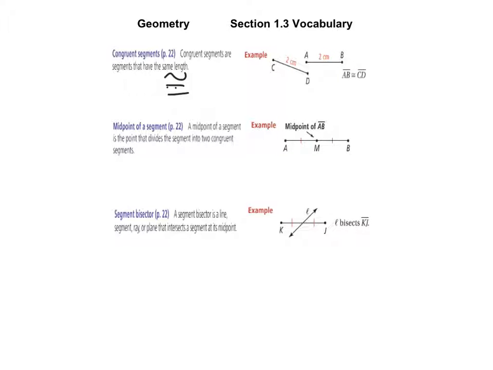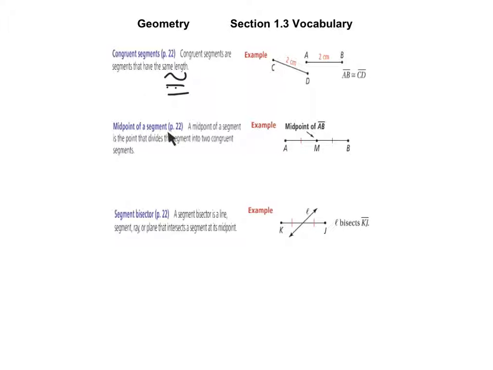It's slightly different when we start talking about things. They mean the same thing, but they represent two different things. You'll notice here that we can say that these two are congruent because we know that CD is 2 centimeters, and we know that AB is 2 centimeters. Congruent segments, two segments that have the same length.